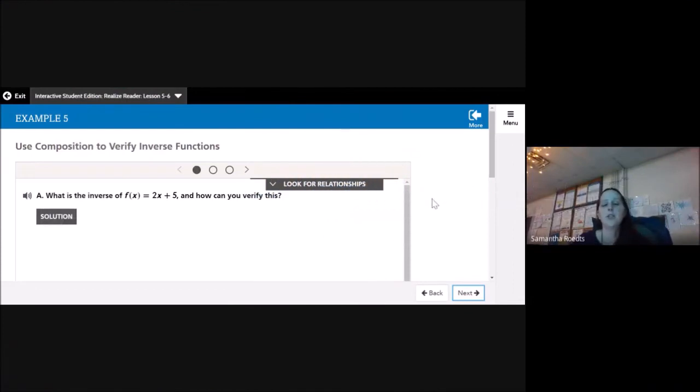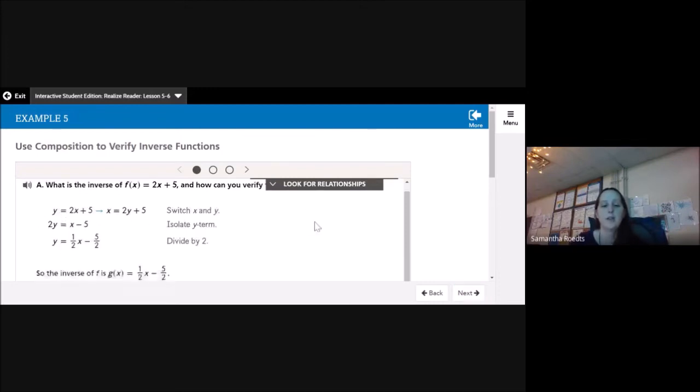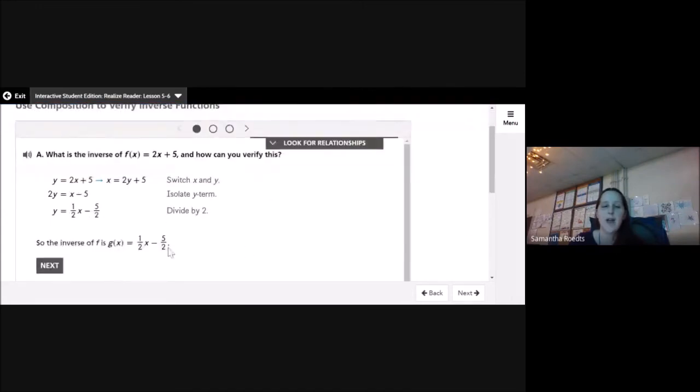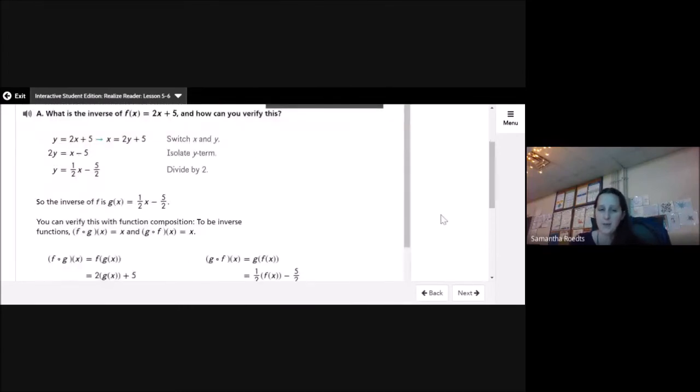Example 5, use composition to verify inverse functions. What is the inverse of f of x equals 2x plus 5, and how can you verify this? So again, I flip them. So y equals 1/2 x minus 5 halves. So the inverse of f is g of x equals 1/2 x minus 5 halves. You can verify this with function composition to be inverse functions. f of g of x equals x, and g of f of x equals x.